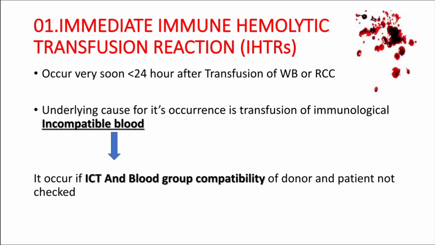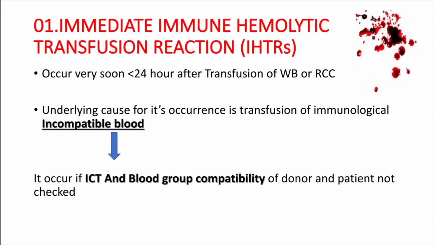So the first blood transfusion reaction is IHTR, that is immediate immune hemolytic transfusion reaction. Here the name itself suggests: immediate means it will occur within 24 hours of blood transfusion, right? Within 24 hours it will happen. Here the word immune means the underlying cause for its occurrence is transfusion of immunologically incompatible blood, right? Suppose you have given immunologically incompatible blood to the patient, then such a reaction happens, and that's why the word immune is used. And hemolysis means obviously destruction of red blood cells. So here you will have hemolysis of your RBC, and you have the signs and symptoms mainly because of this hemolytic reaction, right?